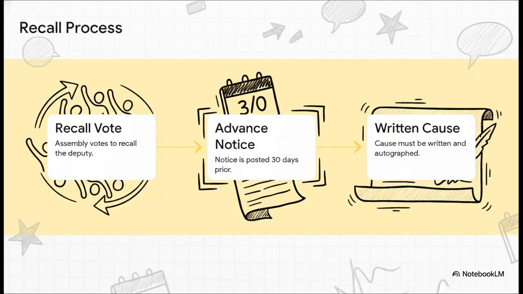And those consequences are remarkably straightforward. The texts explicitly state that no arduous recall petition process is required. Instead, the affected assembly simply holds a vote to recall the deputy at will. The only procedural requirements are that notice of the recall must be posted and delivered at least 30 days in advance, and the specific cause for the recall must be provided in writing.